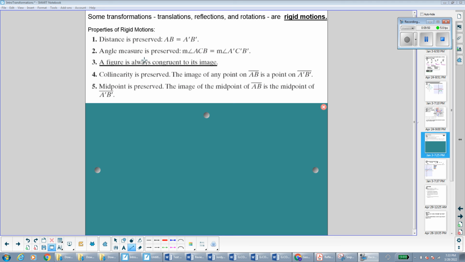A figure is always congruent to its image, so that's the main defining property of a rigid motion. A transformation is considered a rigid motion if it produces an image that is exactly congruent to the pre-image.